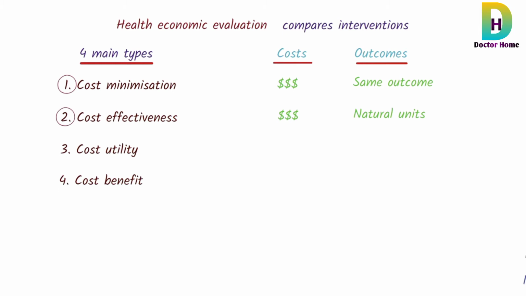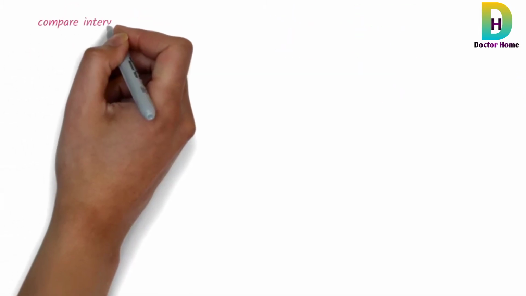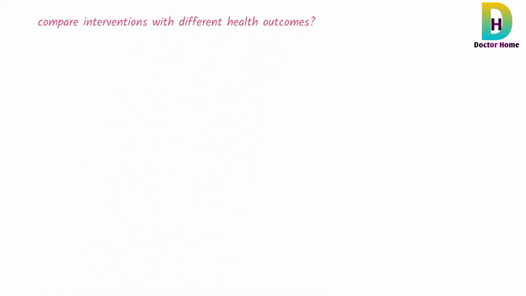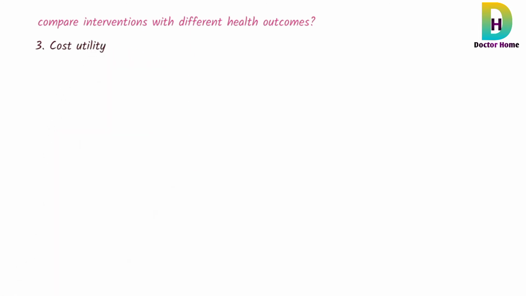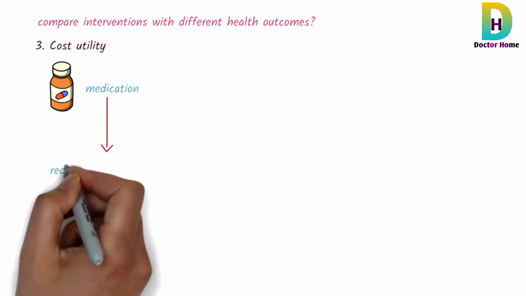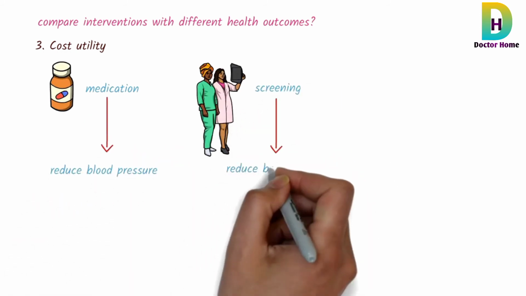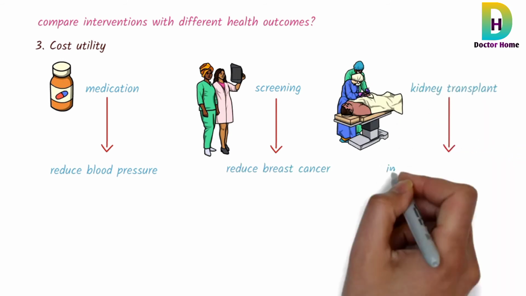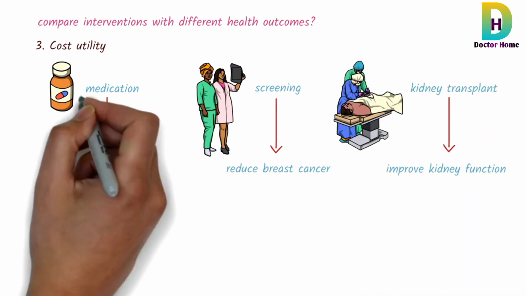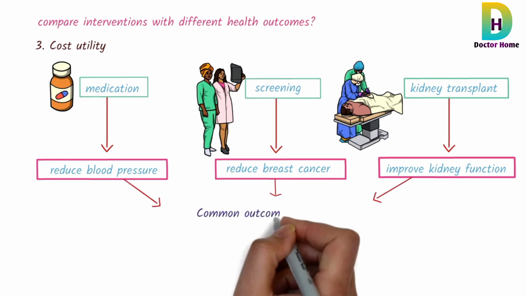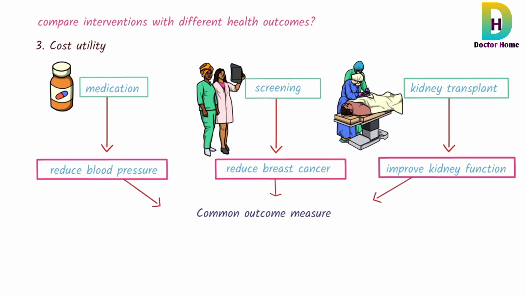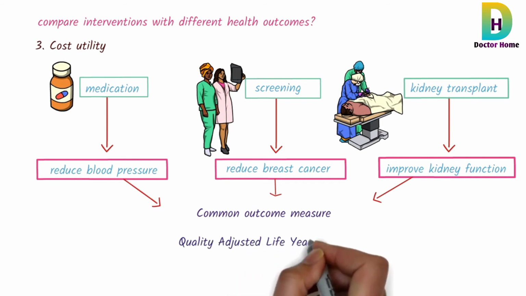But what do we do if we want to compare interventions that have different health outcomes? For this, we use a type of economic analysis called a cost-utility analysis. Let's have a look. Say we want to compare between drug therapy to reduce high blood pressure, breast screening to reduce the number of breast cancer cases, and a kidney transplant for end-stage kidney disease to improve kidney function. These are different health interventions that have different health outcomes. So, in order to compare these different interventions, we need to have a common outcome measure that can be applied to all these interventions. The measure that is most commonly used is called the Quality Adjusted Life Year, or QALY for short.